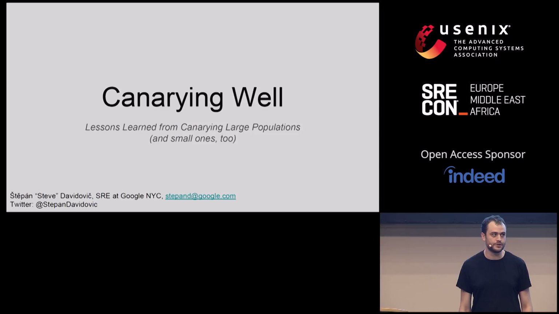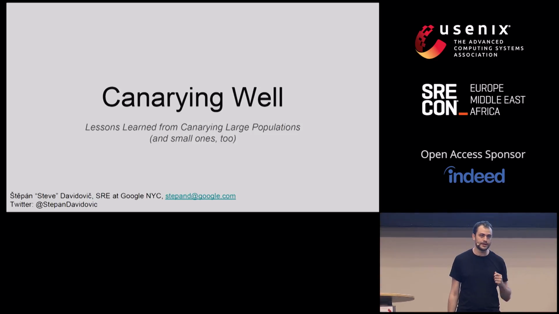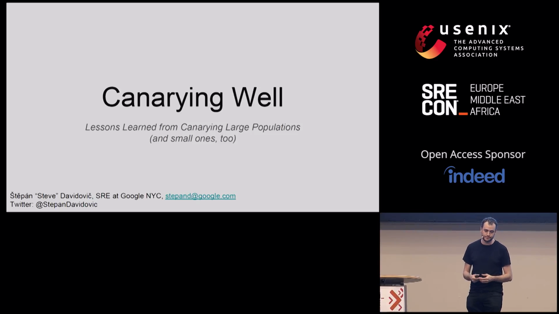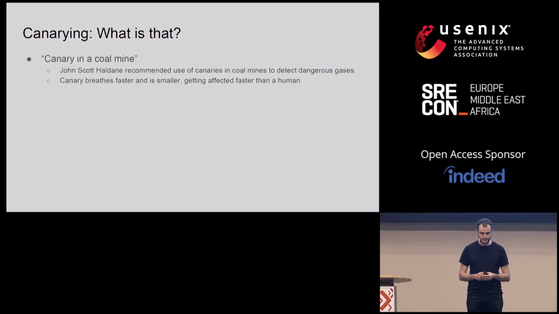I work at Google, and up until recently, I was the tech lead of a project called Canary Analysis Service. This talk is based on a lot of lessons we've learned from canarying not only large populations, but also populations of 3 replicas and even smaller. So first things first, what is canarying?